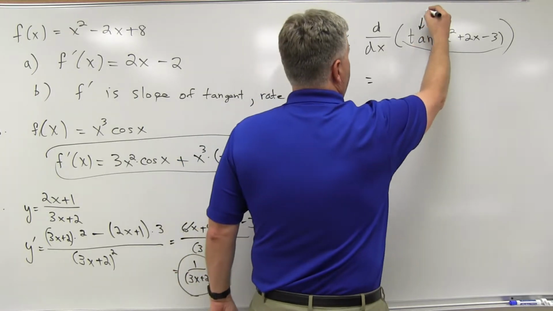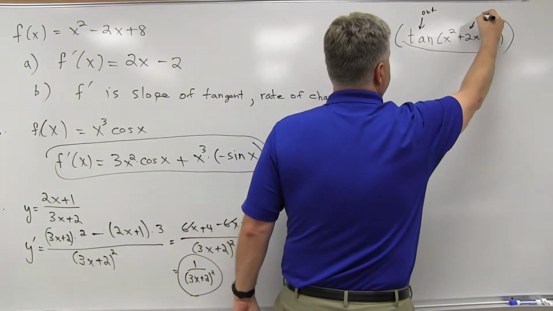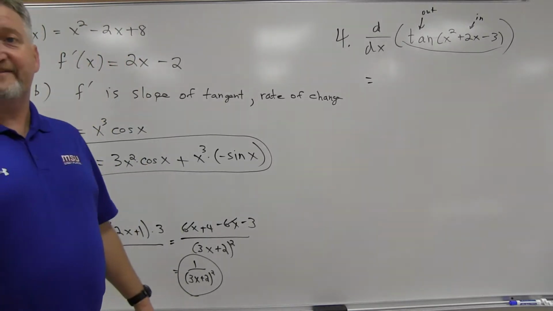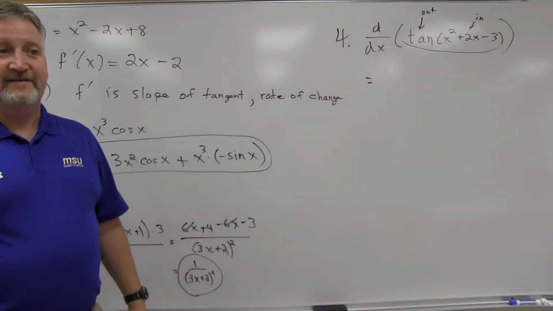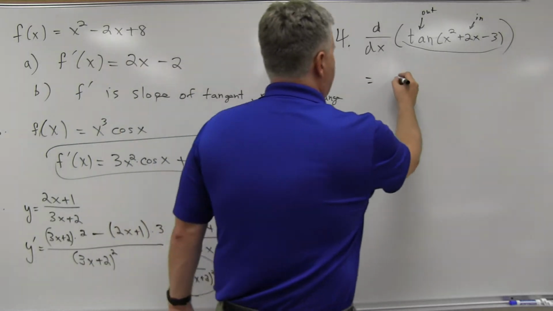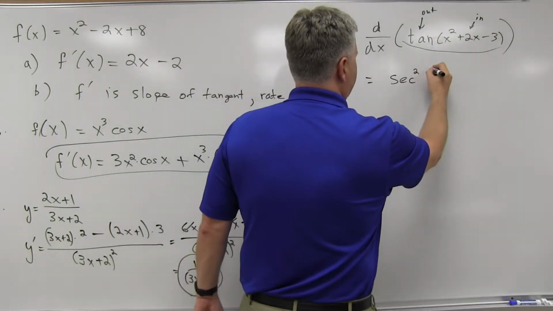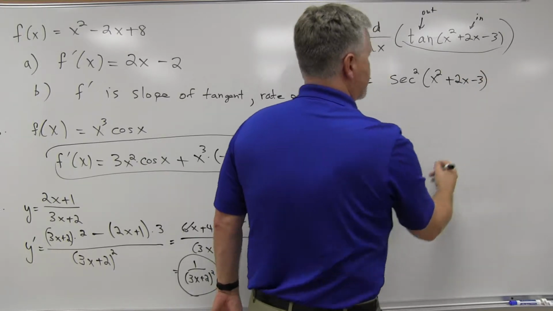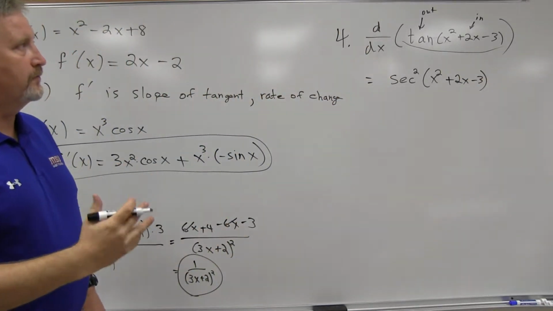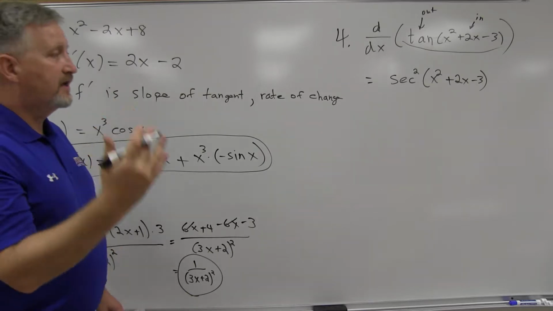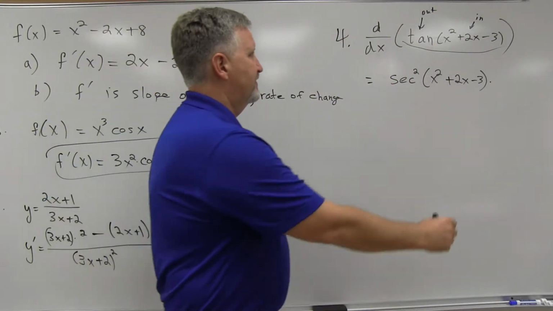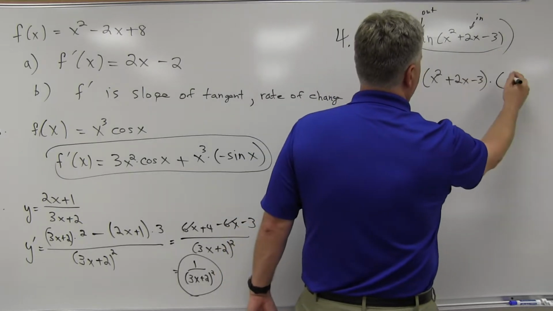So this is the outside, this is our inside. So we do the derivative of the outside, tangent derivative, secant squared. Now what happens to the inside when we do the derivative of the outside? Stays the same. So we don't change the inside when we do the derivative of the outside, because we do the derivative of the inside separately. And so we do the derivative of the inside part, 2x plus 2.